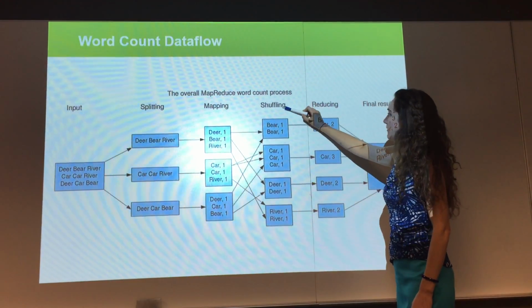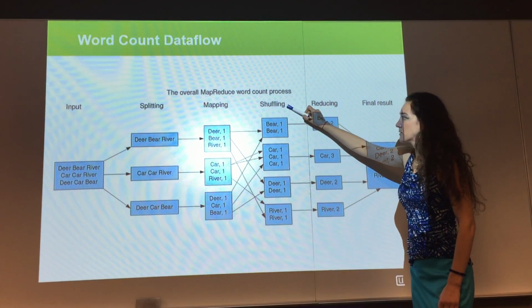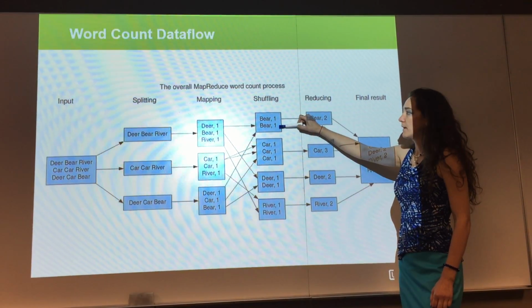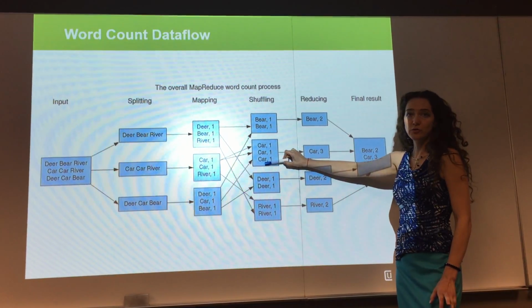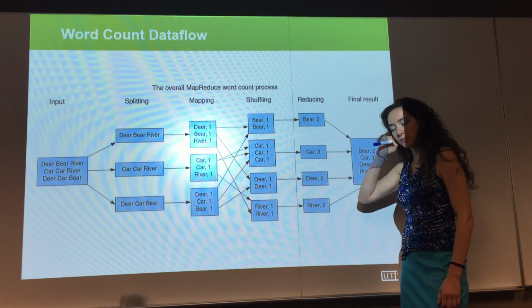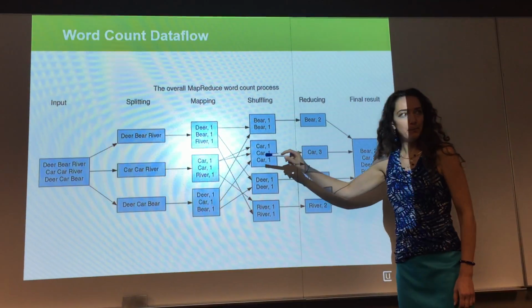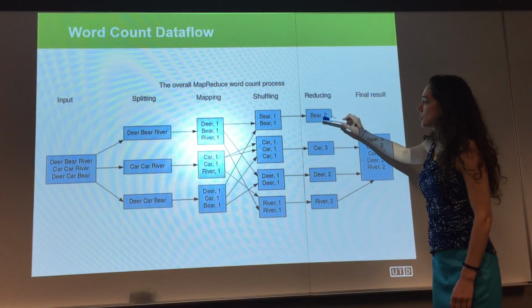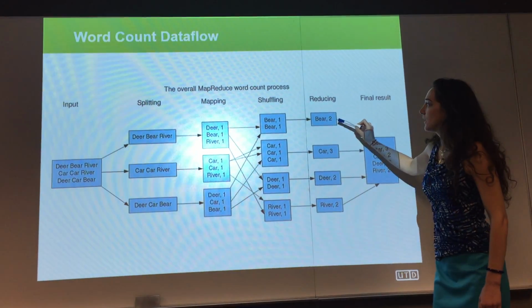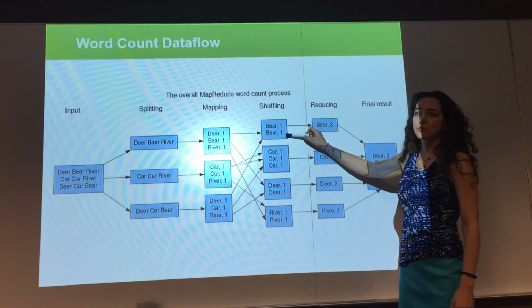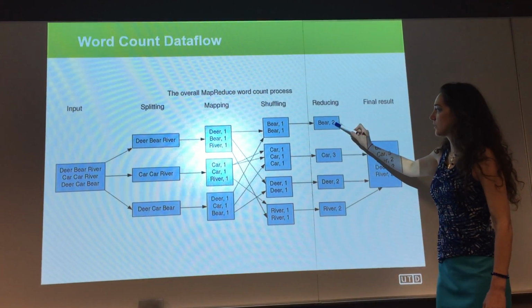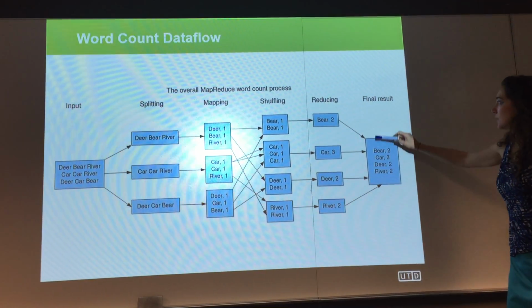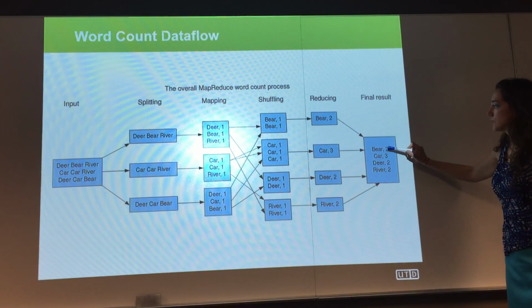Those are then shuffled. In this case, they are sorted because all the beers are together and the count is 1. The cars are all together, the count is 1, and the deers together, count is 1. So these are sorted by the key, and then the reducer, for that particular key, takes the list of counts and adds them together. So we have 2 here, we have 3 here, again 2 and 2. And the final result is the word and its count.